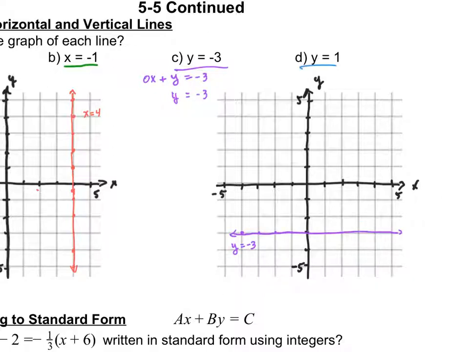And correspondingly, as we go to y equals 1, well, y is going to be 1. The value of y right there is 1. And that is how you would graph another horizontal line.